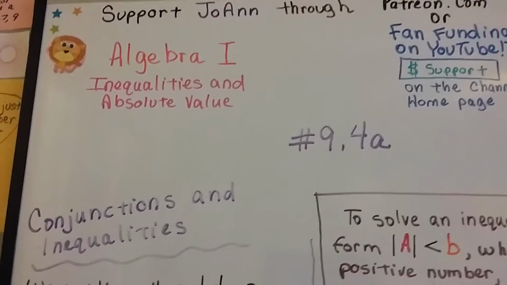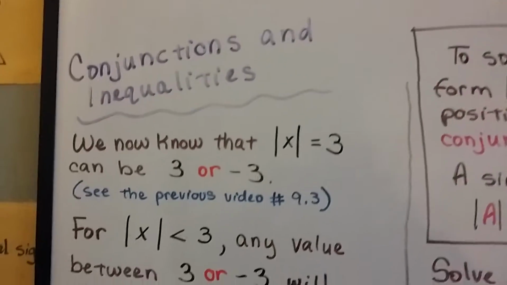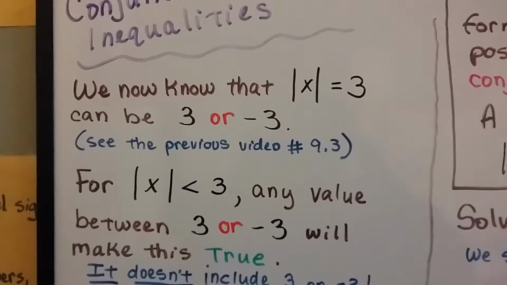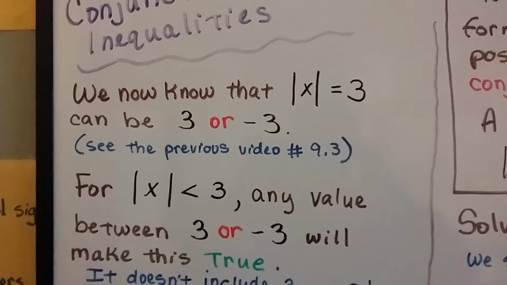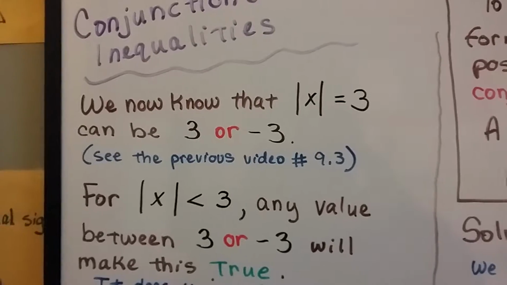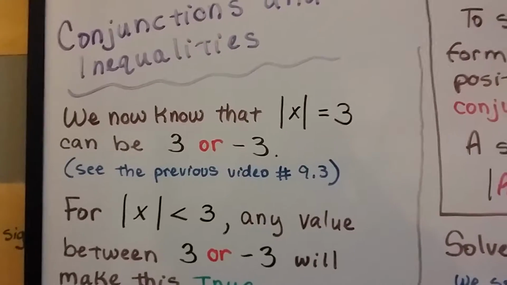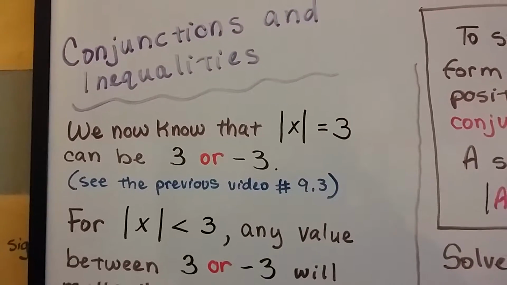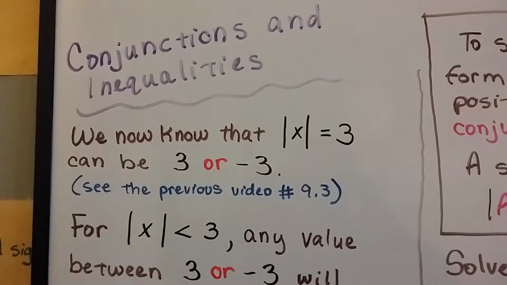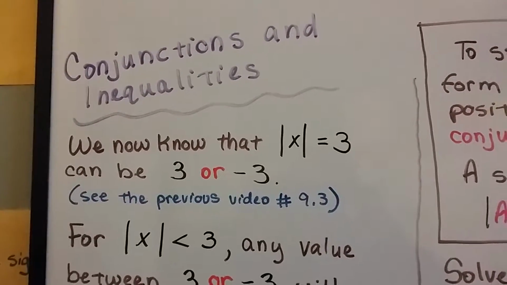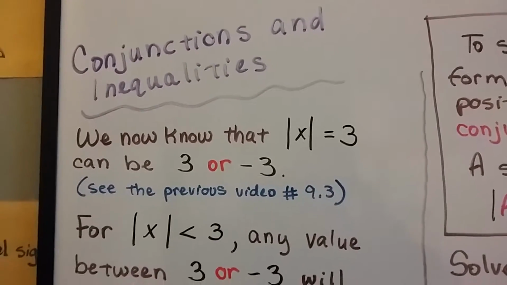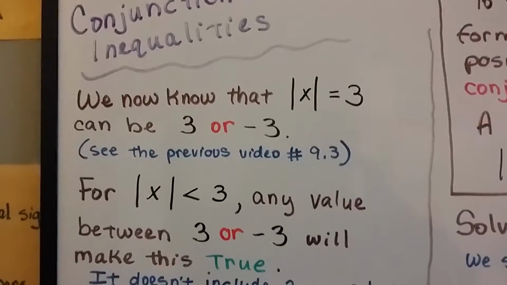Algebra I 9.4a, Conjunctions and Inequalities. We know that the absolute value of x equals 3 can be 3 or negative 3. Now, if that's confusing, that means you missed the previous video, and in this description there's going to be a link to that one, so you can just click on it before you watch this one, okay?